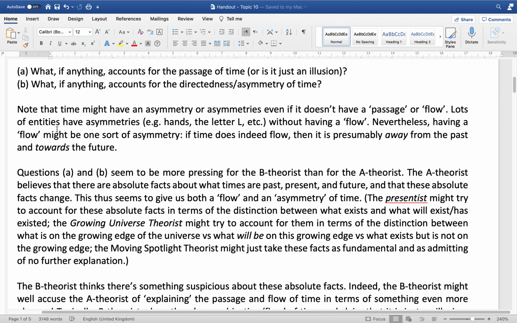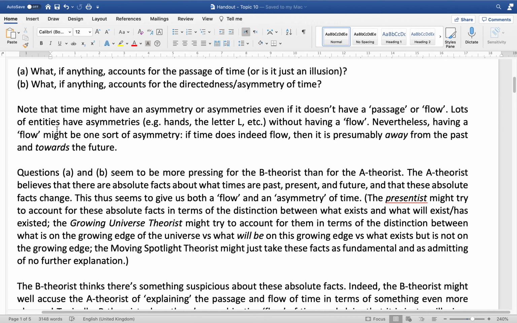I suppose the story might go differently depending upon what form of A theorist you are. So presentists are normally regarded as A theorists. Obviously they account for the flow of time in terms of existence. So only the present exists, but what used to exist is different from what does exist, and what's different from what will exist. This gives us a flow. And maybe it gives us an arrow, right? So the distinction between what did exist and what will exist maybe provides an arrow of time.